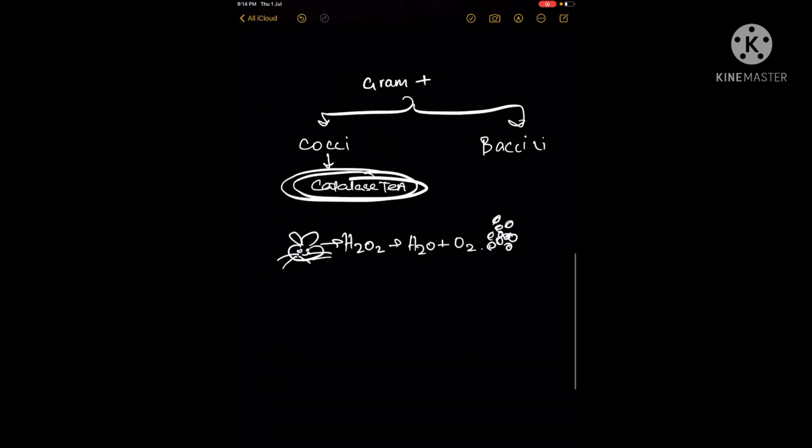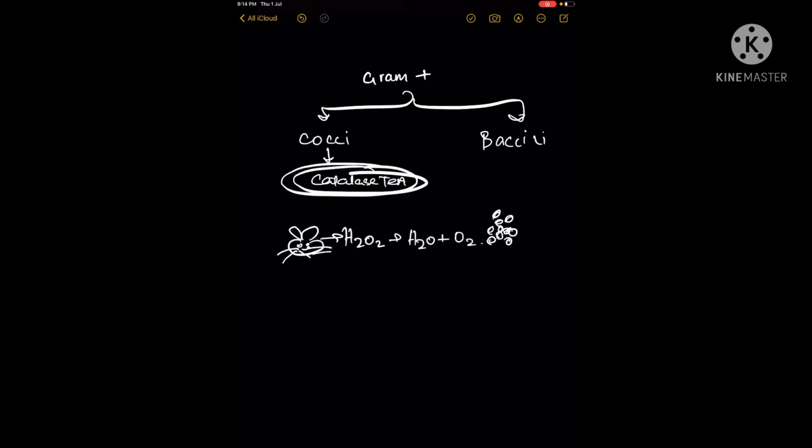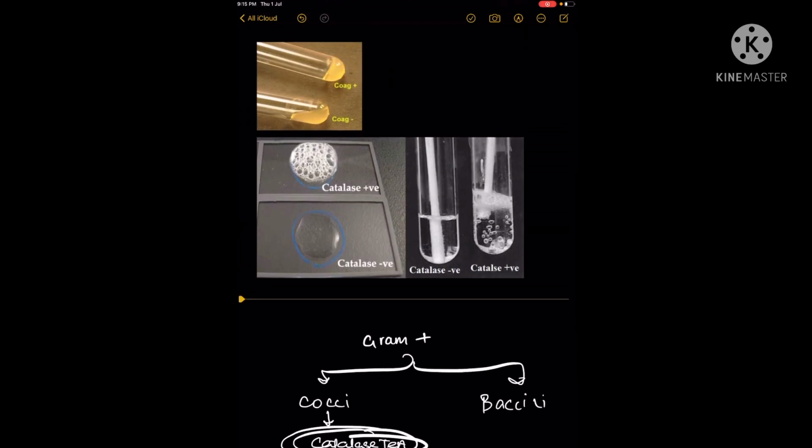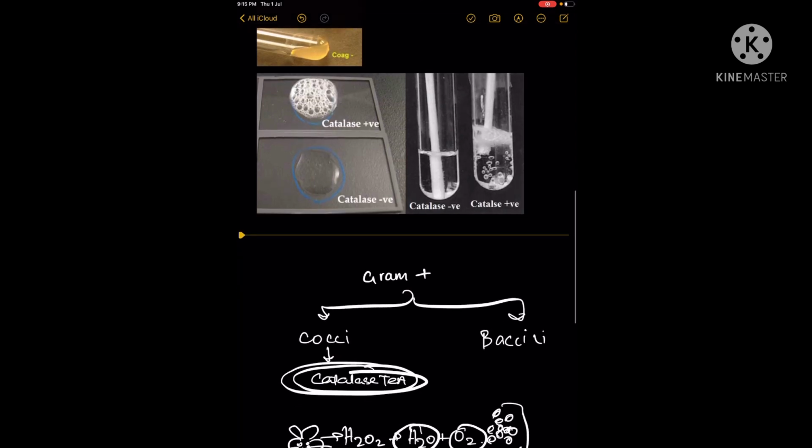So, as we know, the gram-positive bacteria may be cocci or bacilli. We differentiate cocci on the basis of the catalase test. What is catalase? Catalase is an enzyme that converts hydrogen peroxide to water and oxygen, and there will be the formation of bubbles. If we take any sample and mix it with catalase, bubble production means catalase positive, and no bubble production means catalase negative. It may be done on a slide or in a test tube.